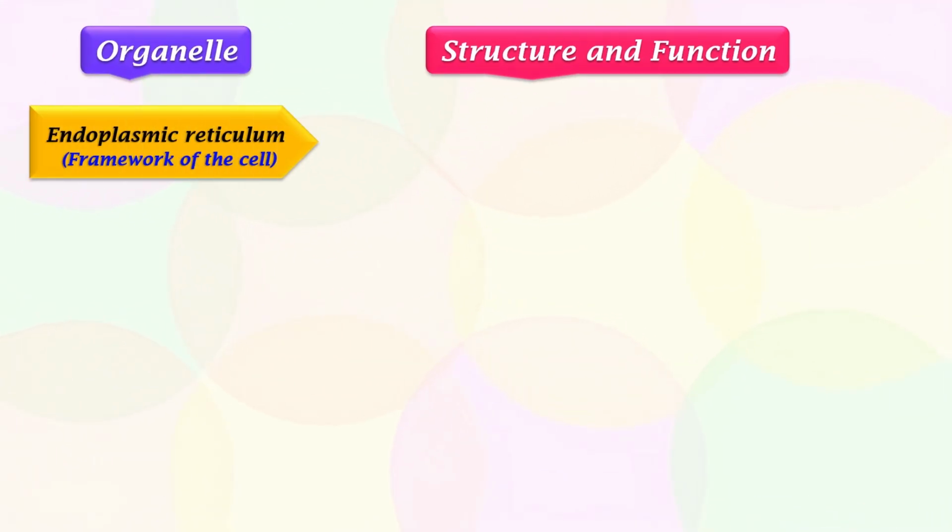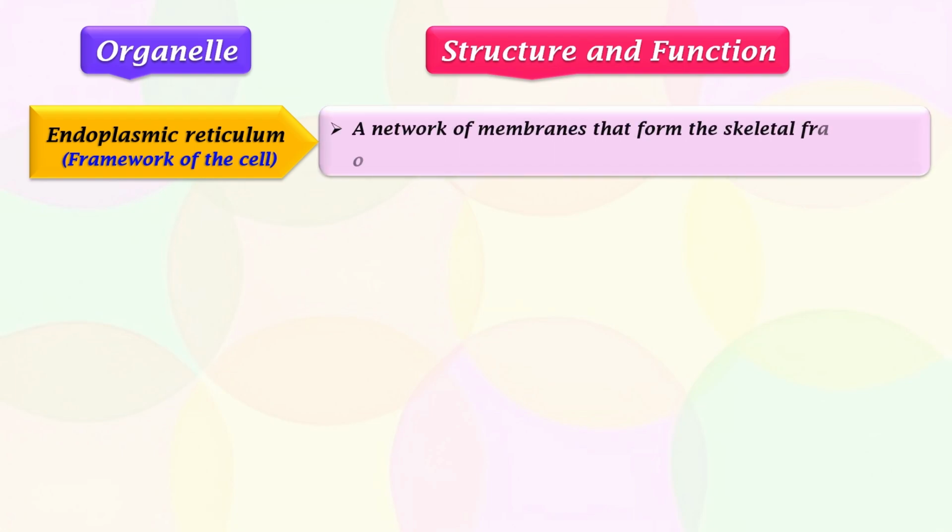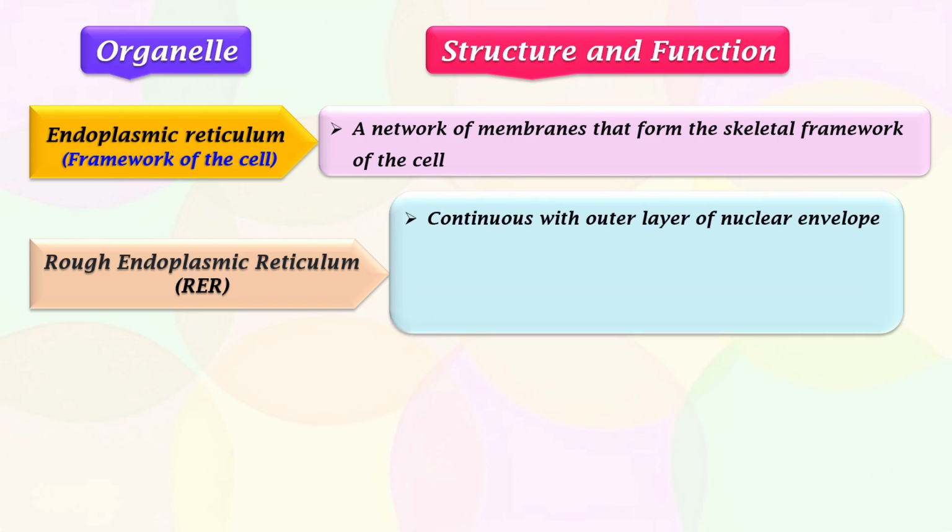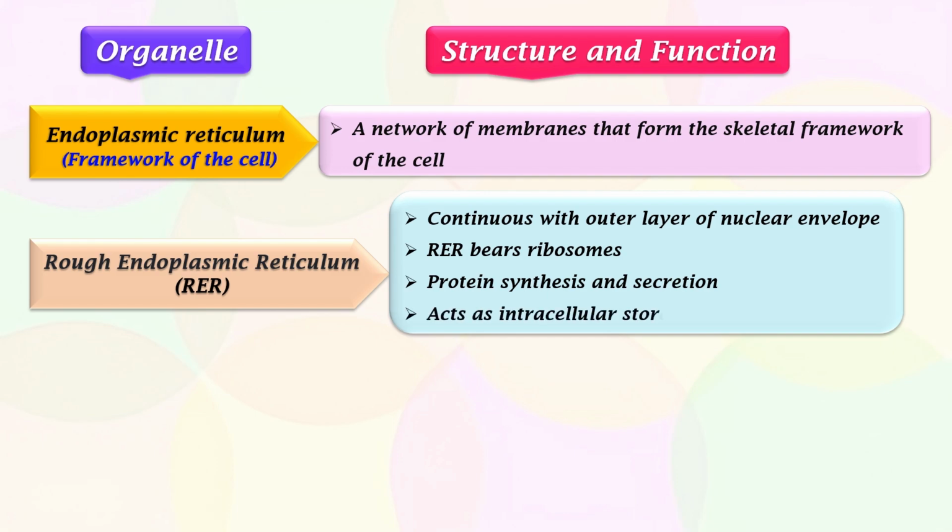Endoplasmic reticulum is called the supporting framework of the cell. It is a complex network of membranes that form the skeletal framework of the cell. It is of two types. Rough endoplasmic reticulum. It is continuous with outer layer of nuclear envelope and is embedded with ribosomes. It plays a crucial role in protein synthesis and protein secretion. It acts as intracellular storehouse of calcium.